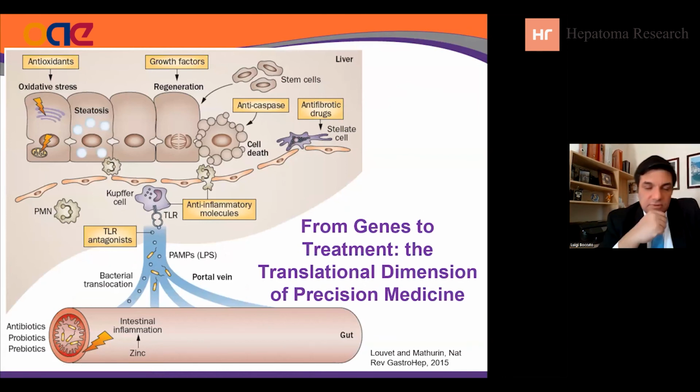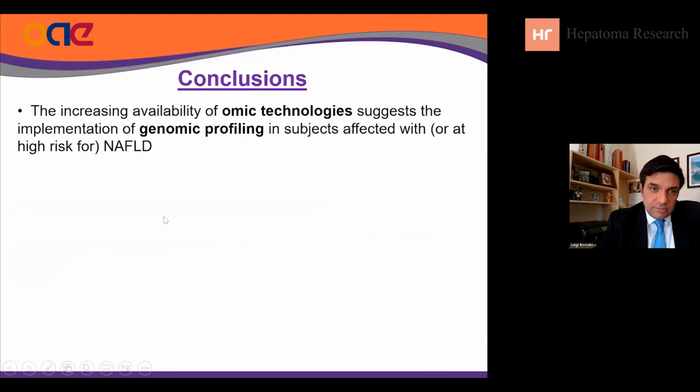And then just to finish, we must not forget that the genes are also showing us the way for developing new treatments. So this is the translational dimension we were mentioning before, and here is just an example of how drugs may target different nodes of the pathogenic pathway leading to liver disease. At the level of the oxidative stress for antioxidants, at the level of growth factors and other ones acting on the immune system.